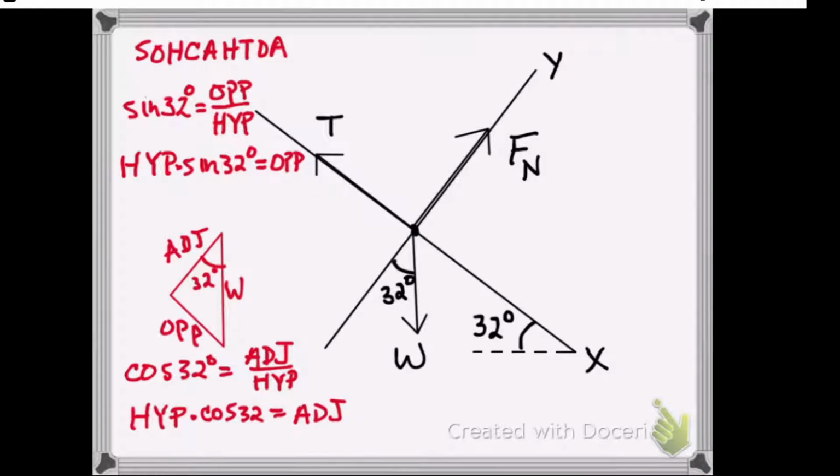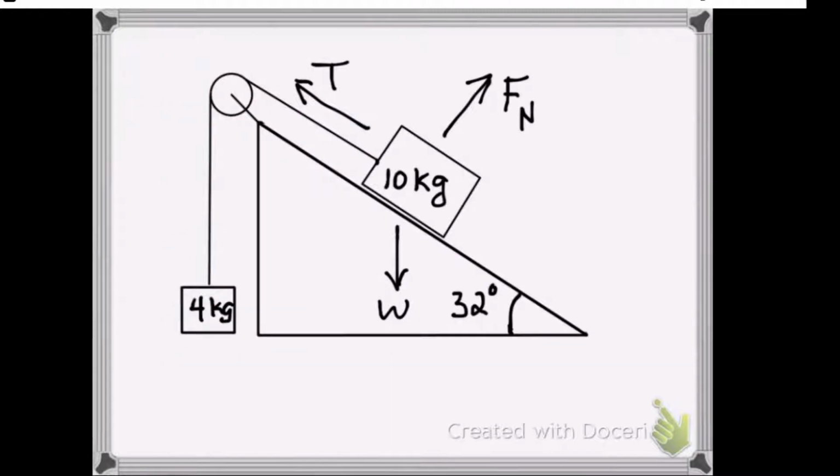Now, in both cases, notice that we need to know what the hypotenuse is. And the hypotenuse is the amount of the weight vector. Now, it turns out that the weight vector is going to be equal to m1 times the acceleration due to gravity, m1 times g. Now, if we go back to our previous drawing, we notice that m1 is equal to 10 kilograms. Okay, and we also happen to know that g, the acceleration due to gravity, we're going to use 9.8 meters per second squared.